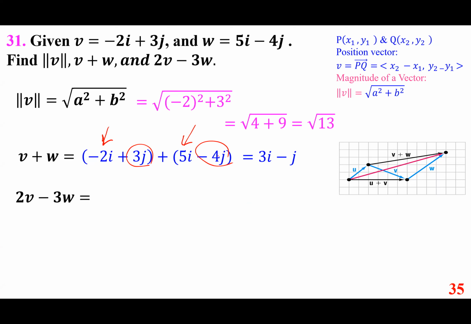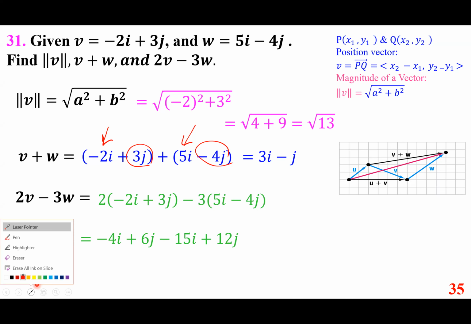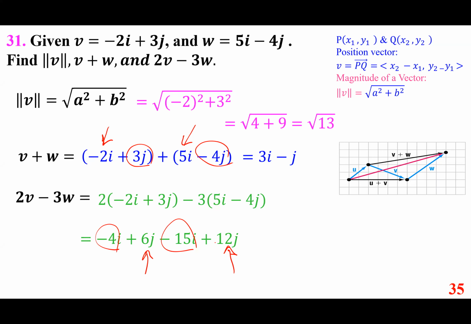2V minus 3W, so just 2 times this vector minus 3 times this vector. So let's distribute. You get minus 4i plus 6j minus 15i plus 12j, and these two give us negative 19i. These two give us 18j.